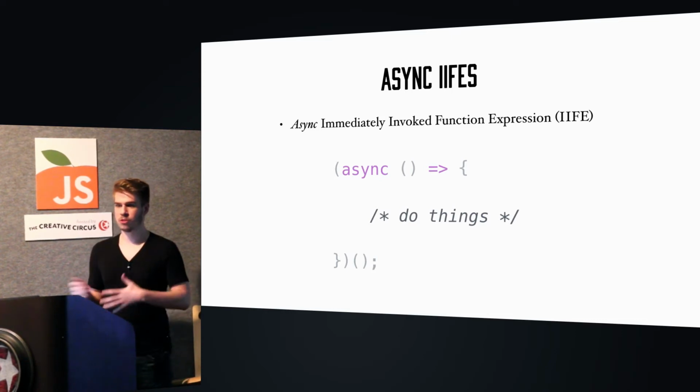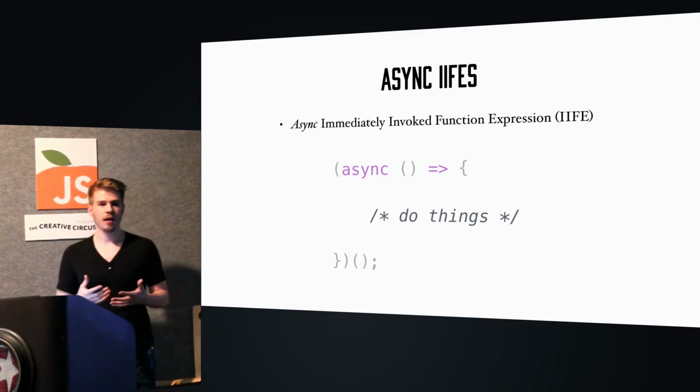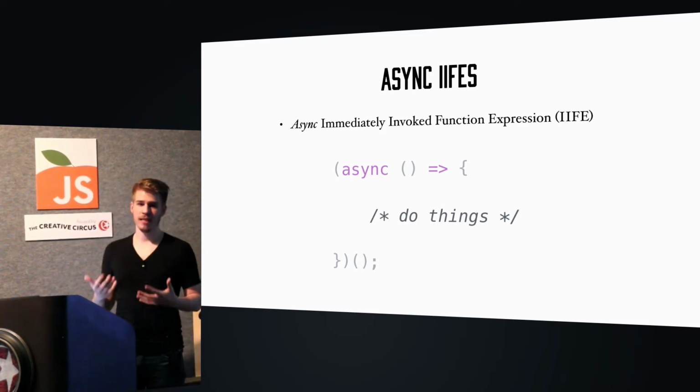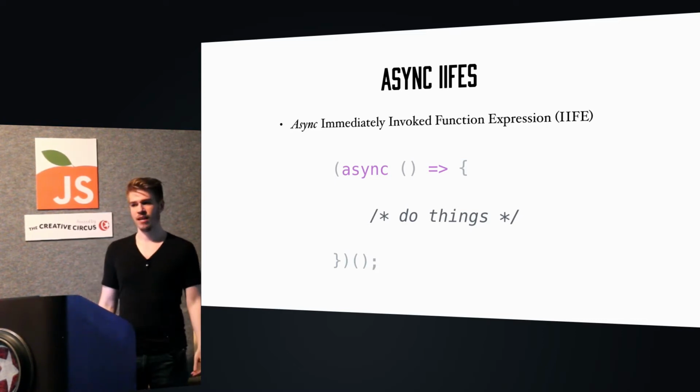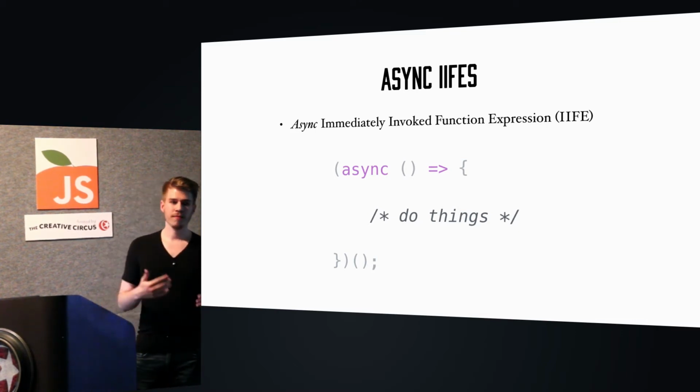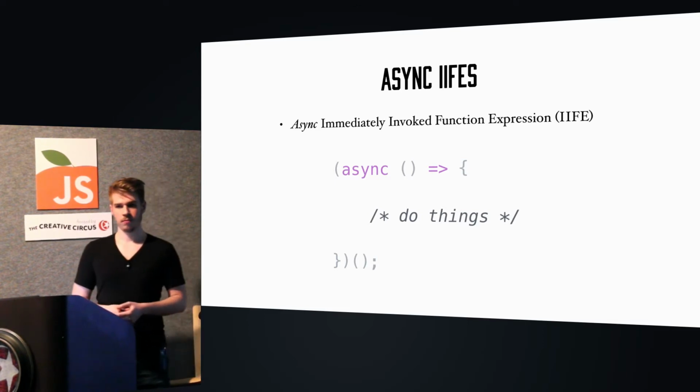Quite a mouthful. Most of you are probably already familiar with IIFEs, immediately invoked function expressions, a function that you create just to immediately invoke, basically just so you have the benefits of scope, so that you don't leak variables into the global scope. Well, now imagine creating an async IIFE. This is an IIFE that returns not the return value, but a promise representing that return value.